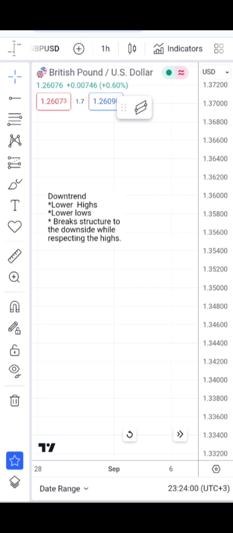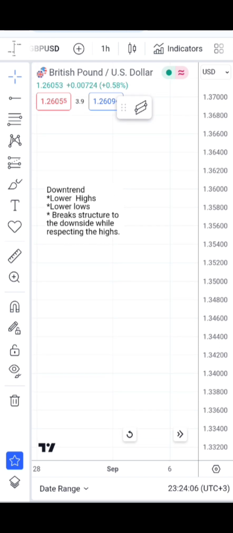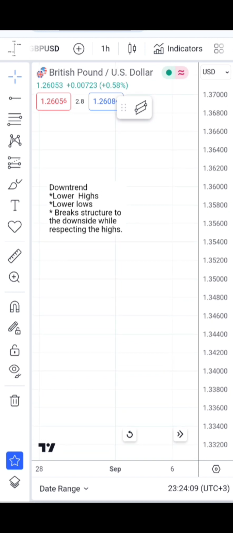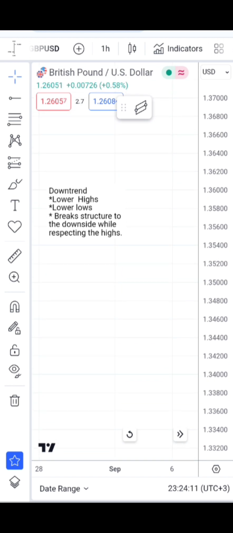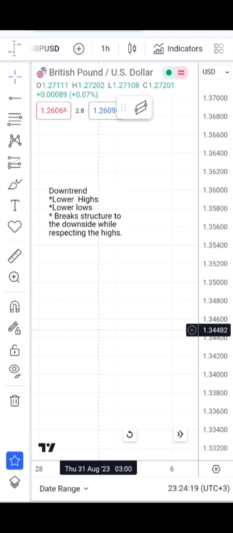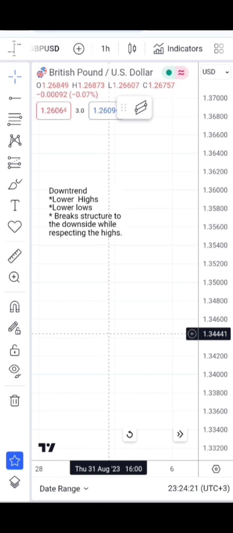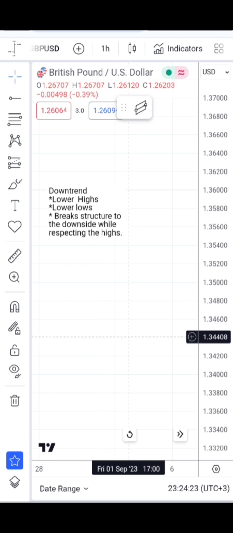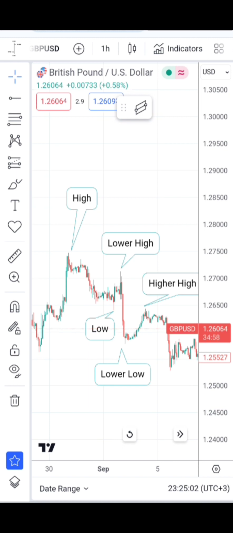In the process, there is a break of structure to the downside. So the structure is broken to the downside while respecting the highs. So the only levels that are violated during a downtrend are the lows. So the lows keep on being broken in the process as the market drops. Using GBP/USD on the 1 hour time frame, there is a historical chart.